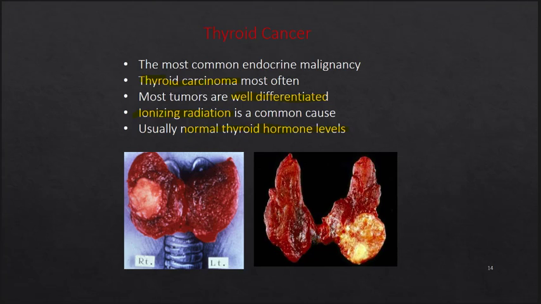Sometimes individuals, depending on the size of the tumor, will have changes in their voice and they'll have difficulty with swallowing, maybe difficulty with breathing. And the reason for this is because the tumor growth can impinge on the trachea, so the breathing tube, as well as the esophagus, which is the food tube.